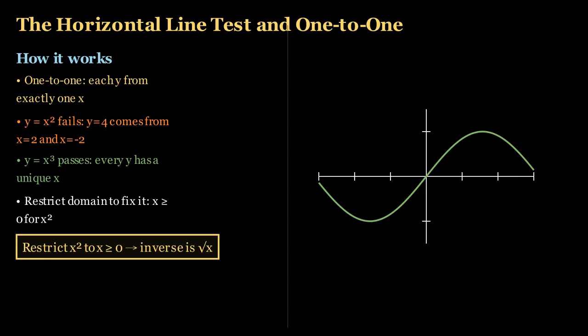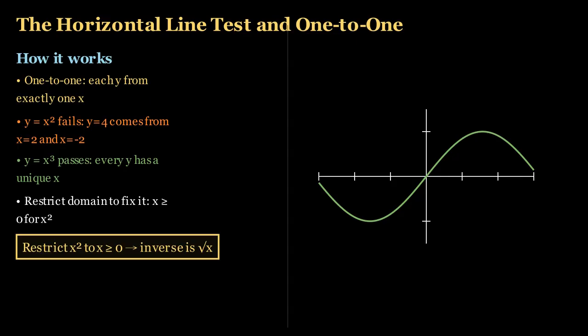Let us solve a concrete problem. Suppose a machine squares any number you feed it. If I tell you the output was 9, can you uniquely tell me the input? You might say 3, but -3 also gives 9. The horizontal line test on the graph of y equals x squared shows a line at y equals 9 hitting the curve at x equals 3 and x equals -3. So, the full parabola does not have an inverse.